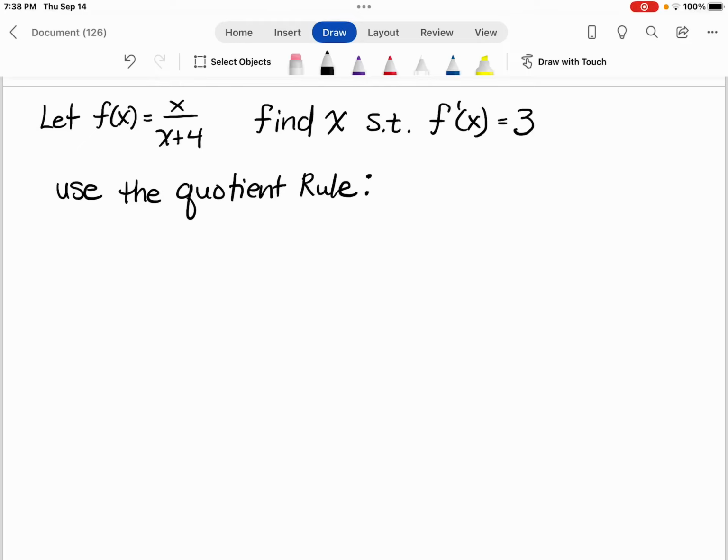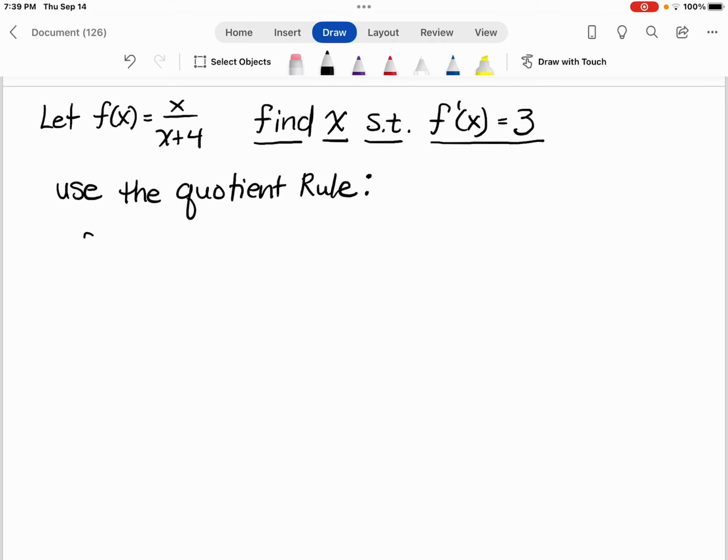In this example, we're going to let f of x be x over x plus 4, and we are going to find the value of x such that the derivative is equal to 3. Now, because I have a rational function here, I'm going to use the quotient rule.